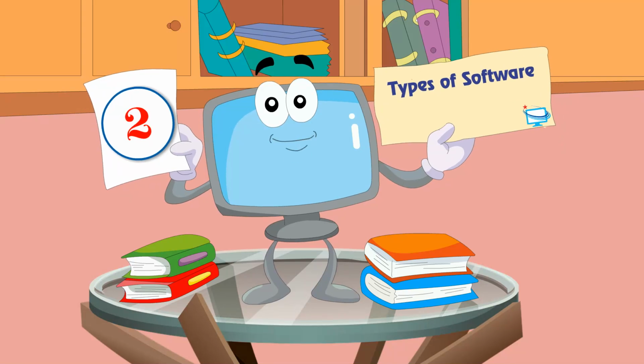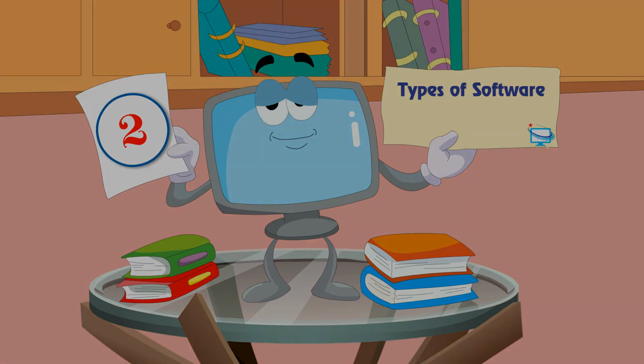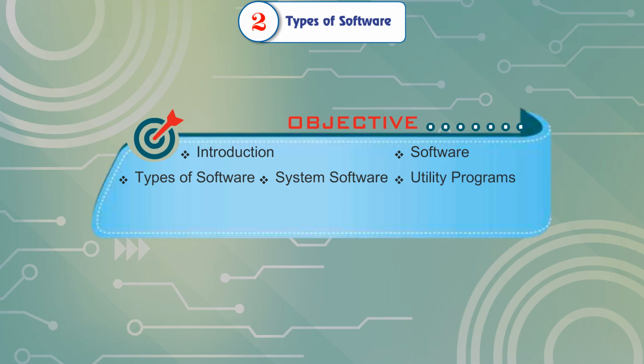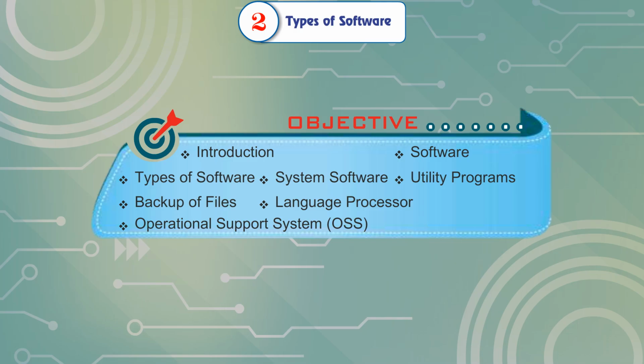Chapter 2. Types of Software. Objective. Introduction. Software. Types of software. System software. Utility programs. Backup of files. Language processor. Operational support system, OSS. Application software.